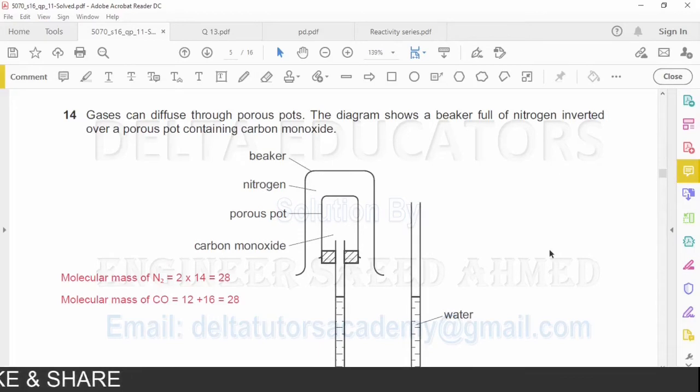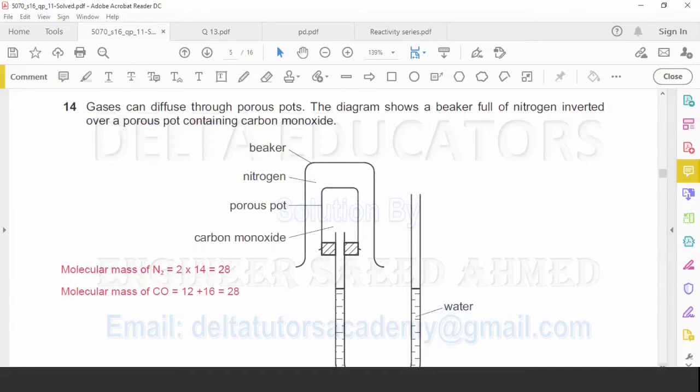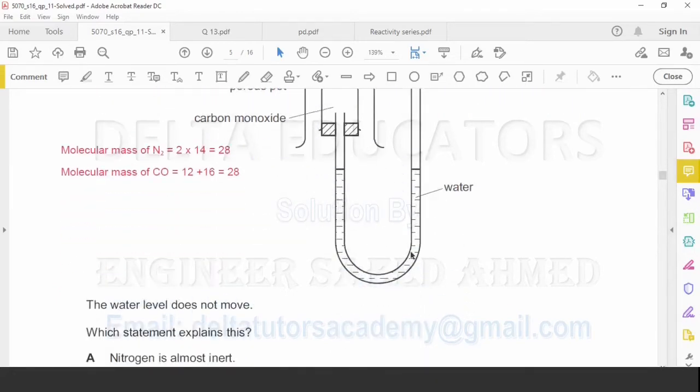Question number 14. Gases can diffuse through porous pots. The diagram shows a beaker full of nitrogen inverted over a porous pot containing carbon monoxide. Here we have a beaker. In this beaker we have nitrogen gas, and this beaker is kept inverted on a porous pot. In this porous pot we have carbon monoxide gas. It is a U-shaped tube. In this U-shaped tube we have water. The water level does not move. Which statement explains this?